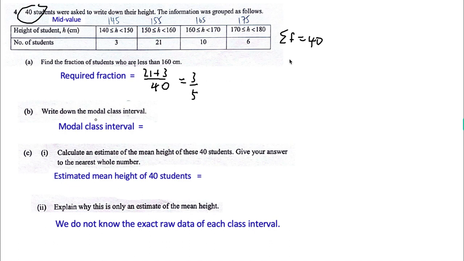Now we want the modal class interval. That means the class interval that has the highest frequency. So this is the class interval that has the highest frequency of 21. Therefore, the modal class interval is 150 less than h less than 160.